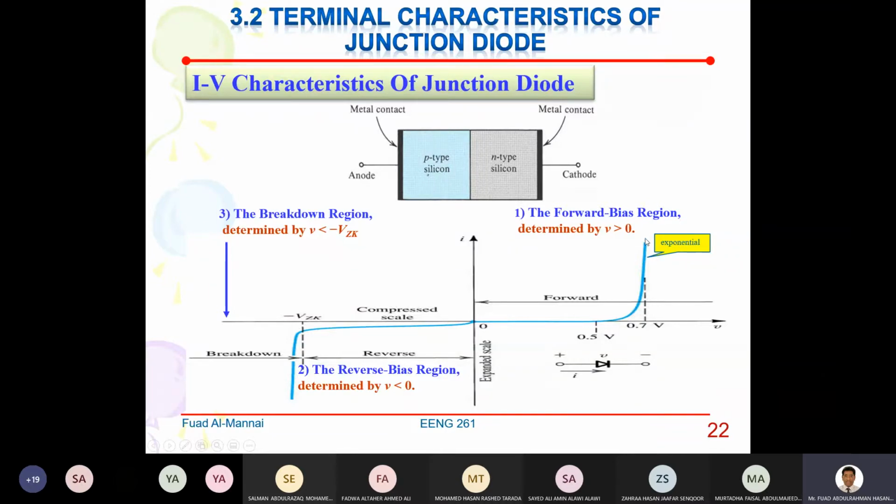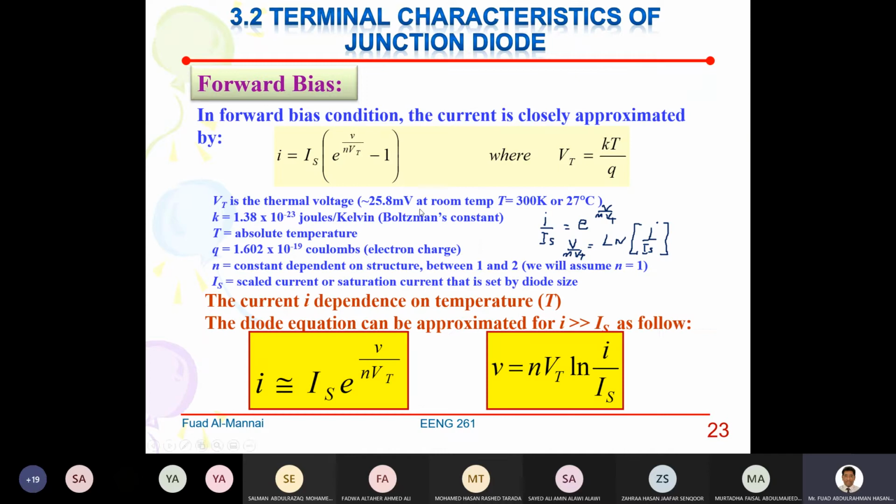Exponential, what does that mean? It means it is subject to e to the power something. If we look at the forward bias, on slide number 23, as you can see, this is the forward bias condition. The current ID is approximated by this formula. This is for any curve that is exponential.